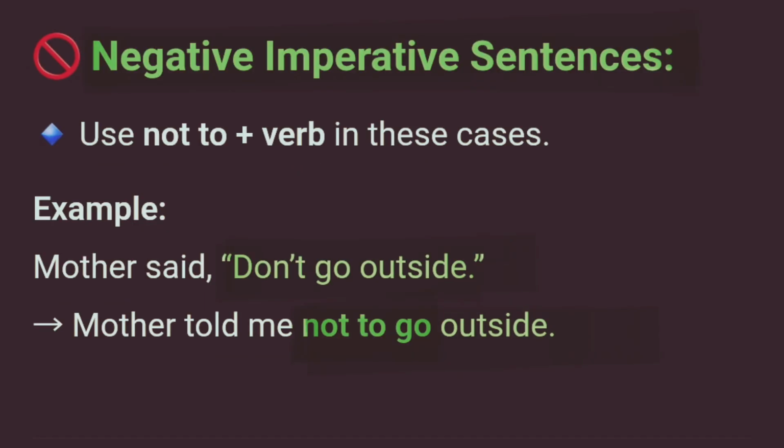If we will talk about negative imperative sentences, so in this case, use not to plus verb in these cases. Example, mother said, don't go outside. So here we will write, mother told me not to go outside.